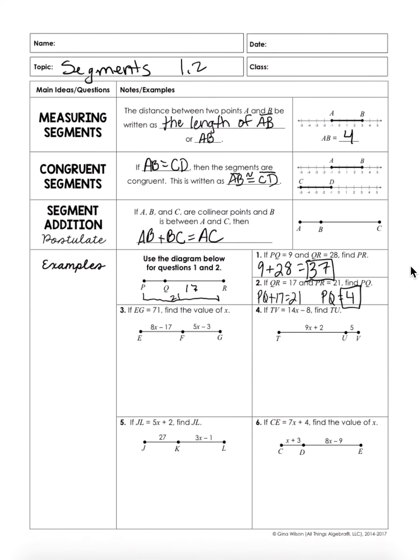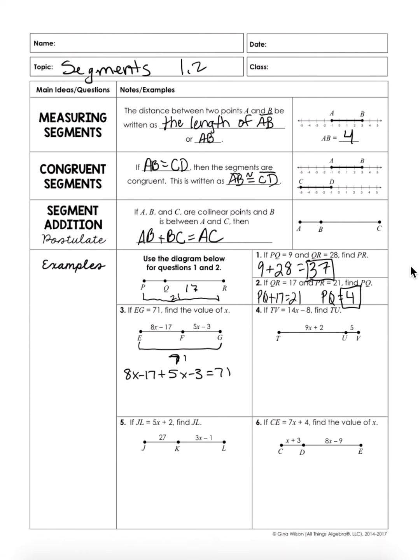So now we are going to add things that aren't just plain numbers, but are algebraic expressions. So for number 3, I have that the whole thing is 71. So I could set up an equation, 8x minus 17 plus 5x minus 3 equals 71, and then I could solve that.